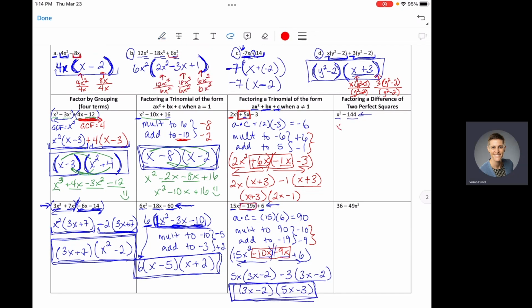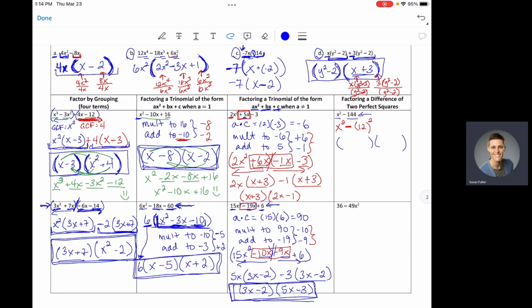Because first, on the first part, I have x squared. That is something squared. And I have my minus here, that's good. And the second part, 144, I can write that as something squared. 144 is 12 squared. So I have x squared minus 12 squared. That means my a value here is x, my b value here is 12. So this is, in fact, a difference of squares, and I can factor it with my double bubble.